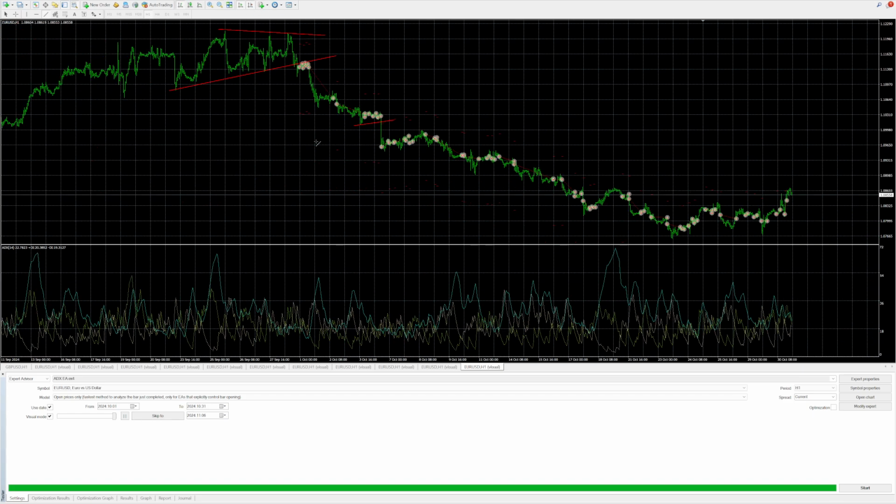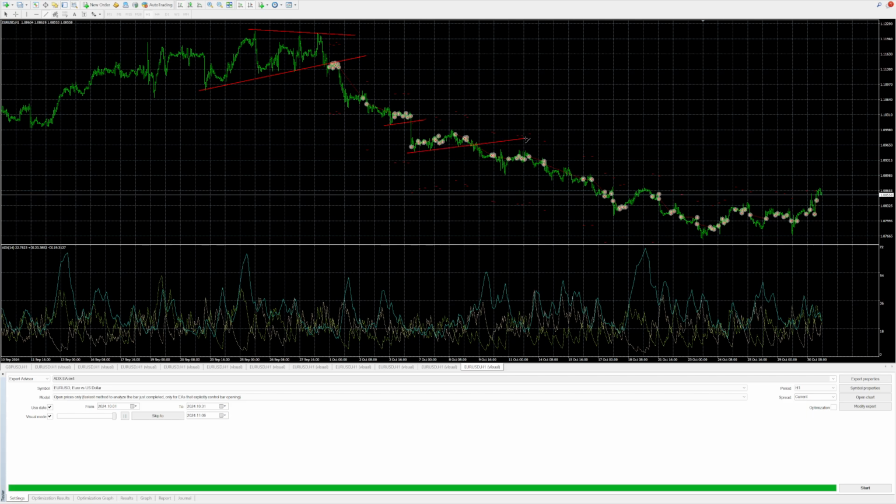Okay, there was ample opportunity to enter this, especially when you zoom out, you can see even better the levels of support we could have been trading from. You can even go back to this level here for that breakout there.